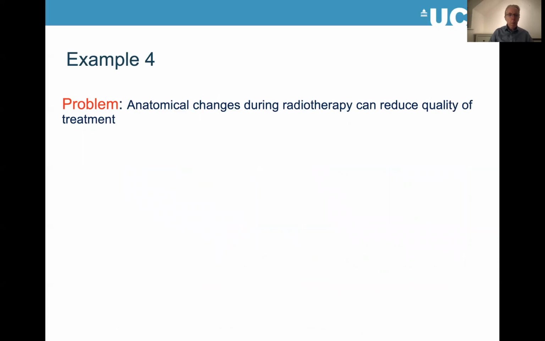A fourth example, looking not at survival in this case, but anatomical changes that we would anticipate the patient to have during radiation therapy. As they change over a course of radiation therapy, if you don't update the treatment plan, then you gradually reduce the quality of the treatment the patient's getting.